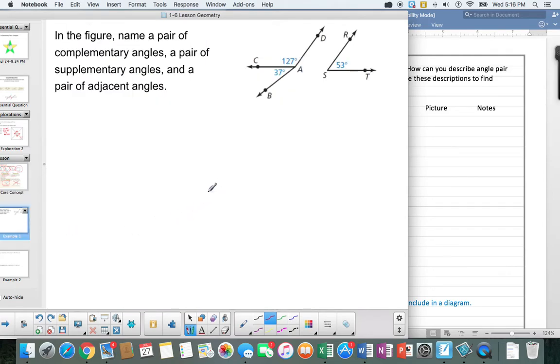Okay, let's go to this point. In this figure, name a pair of complementary angles. Well, we know that complementary means adding up to 90, so I need to see if two angles add up to 90, and yes, I do. I can see I have a pair of complementary angles. I'm just going to abbreviate, and that'll be angle CAB. I can't get away with saying angle A because there's three angle A's, but I can get away with saying angle S. There's only one angle S.